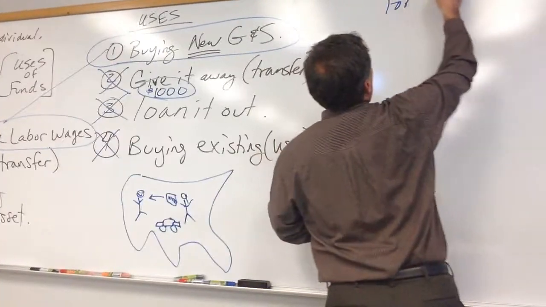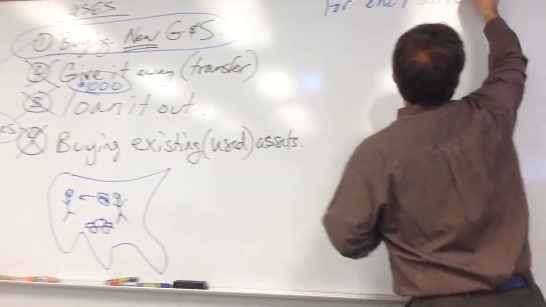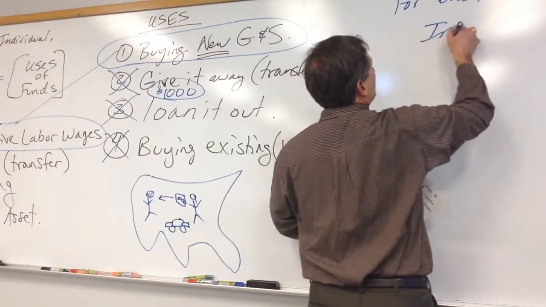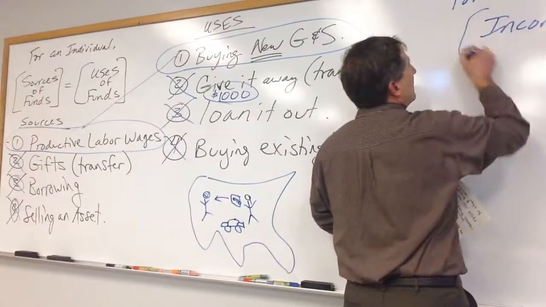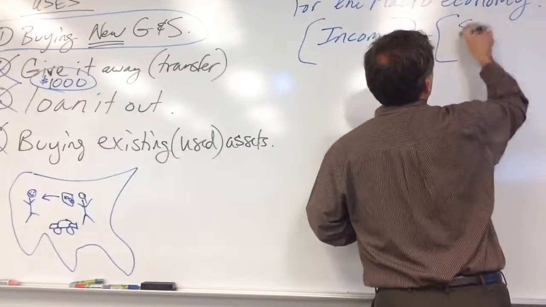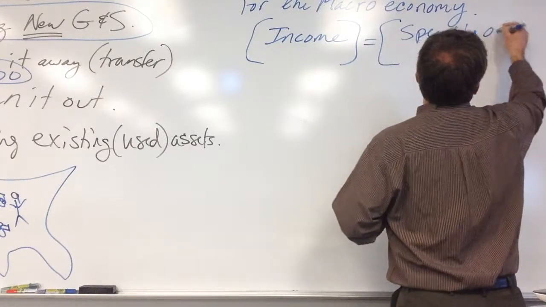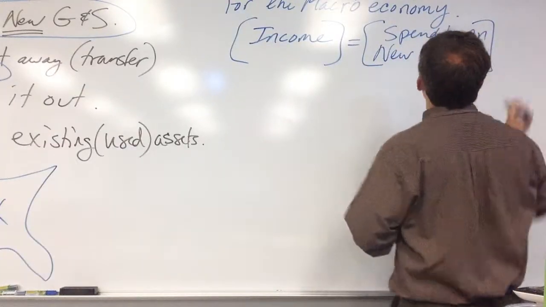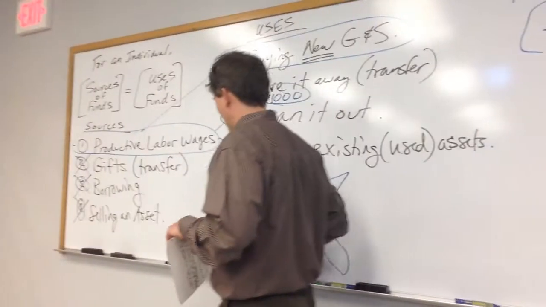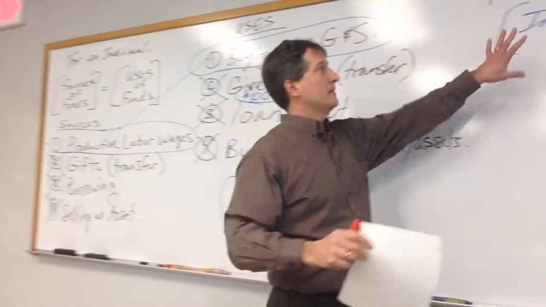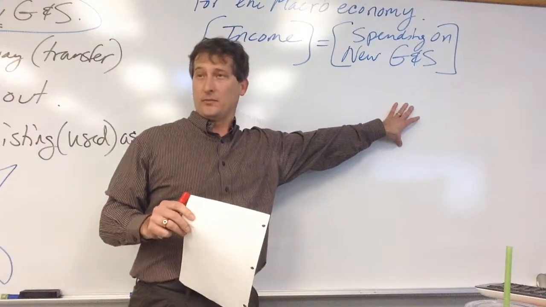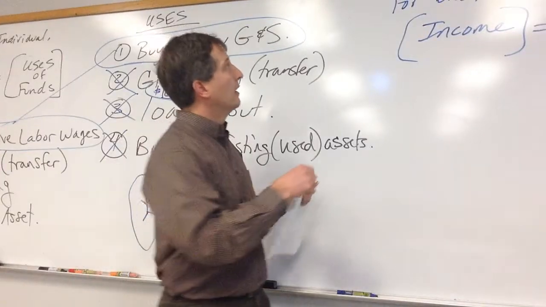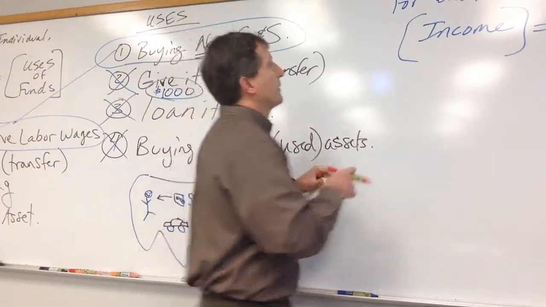So, for the macro economy, income equals spending on new goods and services. This equation is not necessarily true for the individual, like you guys. You can have income that's less than your spending through these other mechanisms. So for the macroeconomy, we have that.